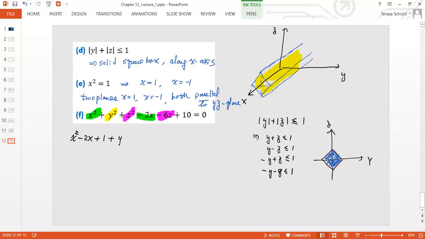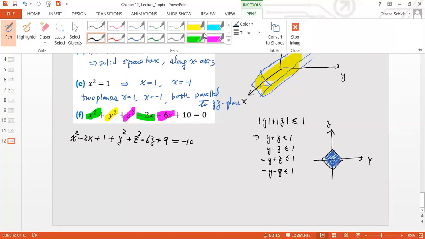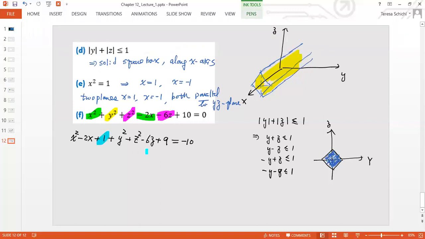Okay, y squared is perfect already. Then plus z squared minus 6z, divided by 2 is 3, then squared is 9, right? And this 10 moves to here as negative 10. So what did you add here? You add 1, and what else? You add 9 here, right? So you add 1 and you add 9 here.